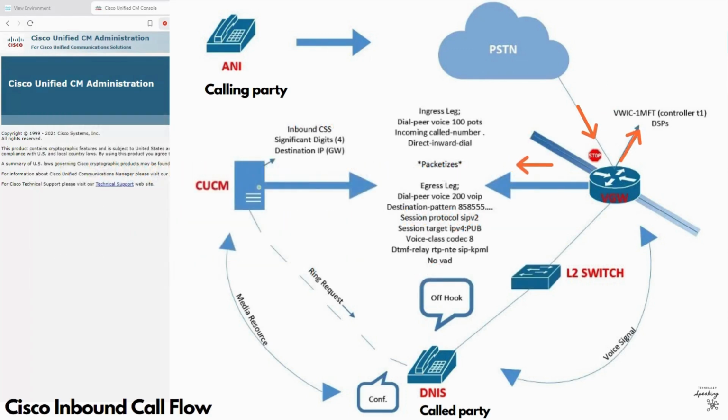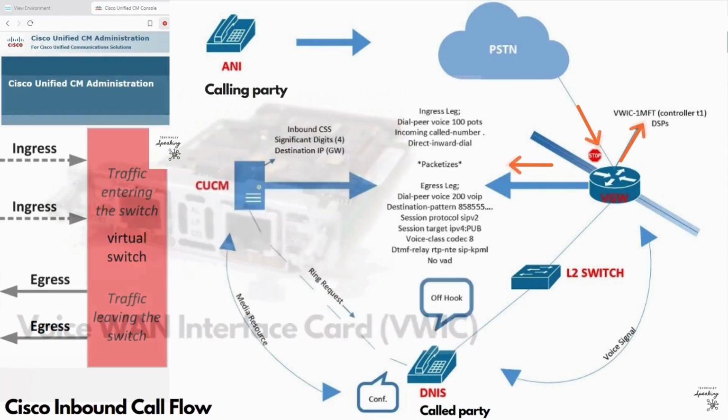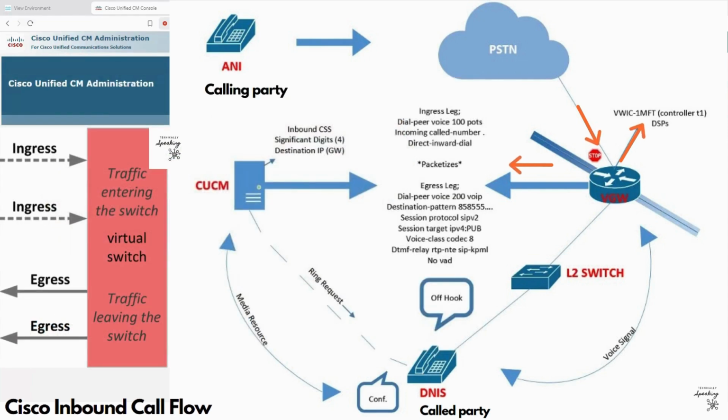So the call has hit our gateway and our VWIC has stopped the actual voice of the call because the call doesn't know where to go. The signal actually continues through our network, our voice gateway, to get the permission for the voice. So a router has the voice capability. A router has this voice WAN interface card, the VWIC. It's basically just the specialized module that allows routers to connect to the PSTN using digital circuits like T1, E1 lines.